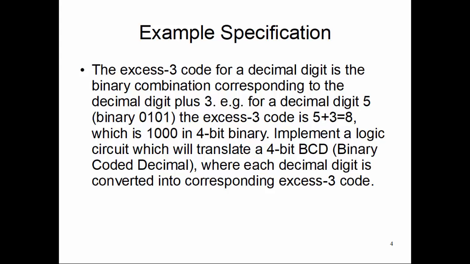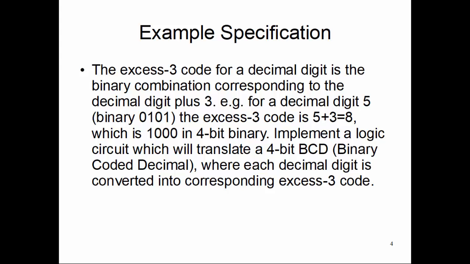8 is 1000, right? So if my incoming bit pattern represents 5, let's say it is 0101, then the outgoing bit pattern, or output from the circuit, would be 1000. So we add 3 inside, and that becomes the output of the circuit.